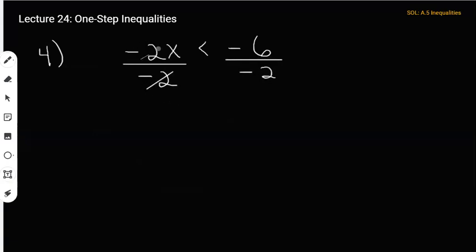So the negative 2's are going to cancel out, leaving me with just an x. On the right side, I have negative 6 divided by negative 2. That's going to give me a positive 3. And then since I'm dividing by a negative number, I need to flip the inequality symbol. So instead of becoming a less than, it's going to become a greater than.